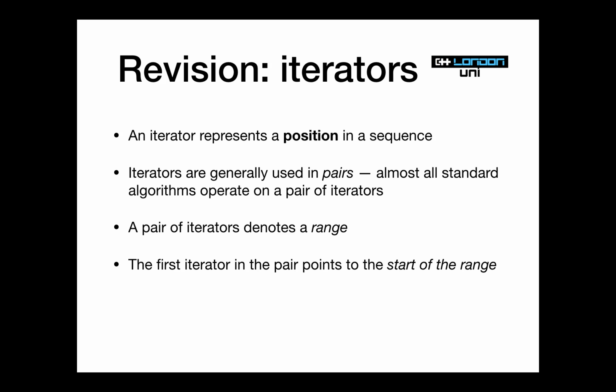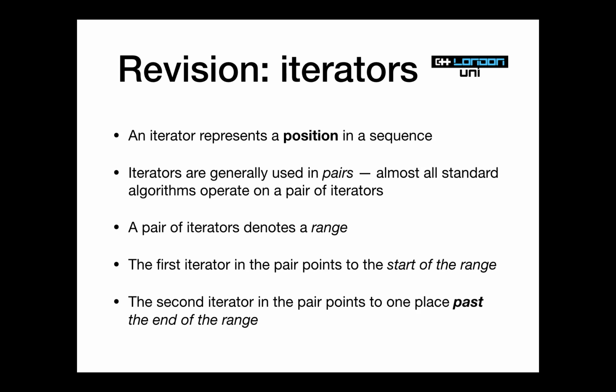If we have this pair of iterators, the things you get from begin and end, the first iterator points to the start of the range. It represents position 0 if it's a sequence container. It represents the first element of the array. And the slightly tricky thing, which you get used to pretty quickly, is that when we have these iterator pairs, the second iterator points to one position past the last element.